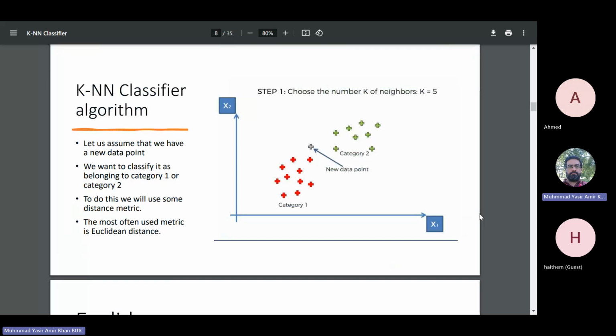Yes, Ahmed, what do you know about Euclidean distance? Anything, if you have heard anything about it previously? No, you haven't heard about it. Okay, we will talk about the distances in the next slide.